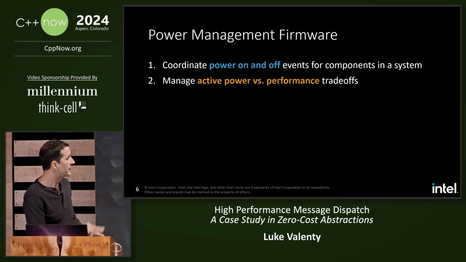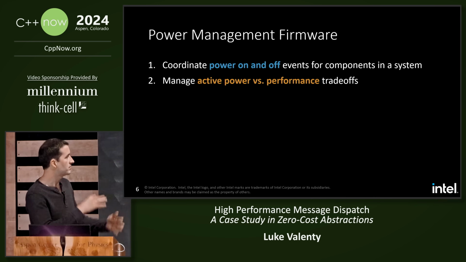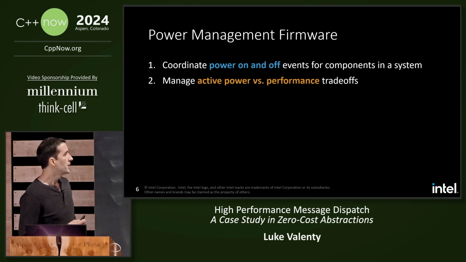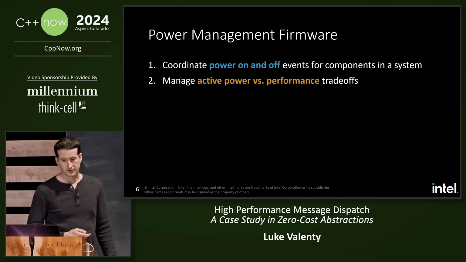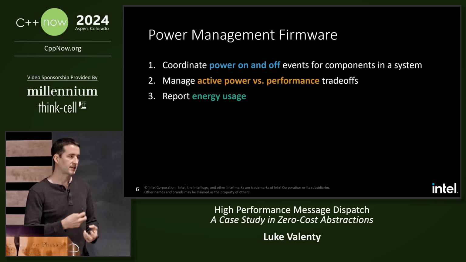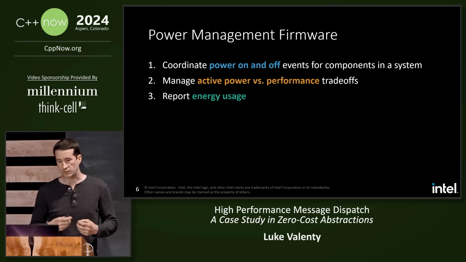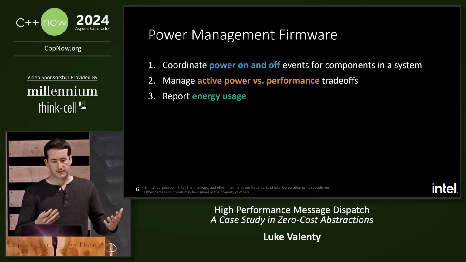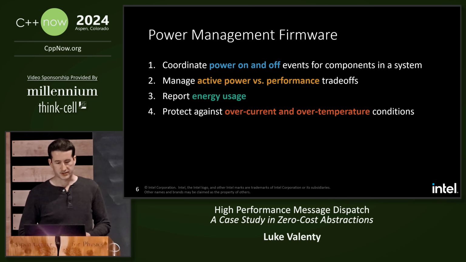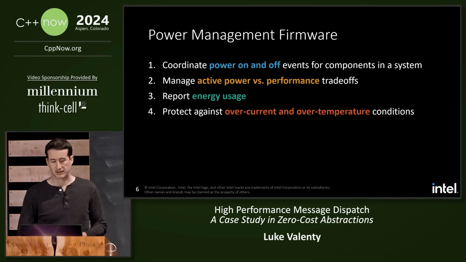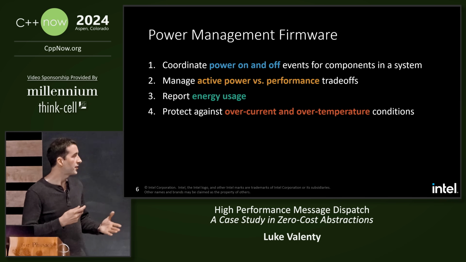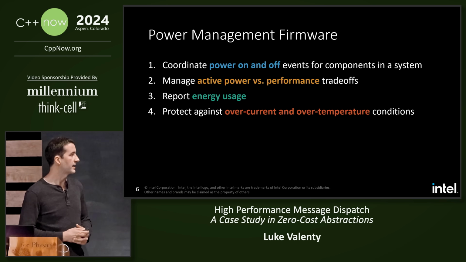But beyond going in and out of the active state versus being asleep versus completely powered off, we manage active power versus performance trade-offs. We report on energy usage, being at some of this core central part of the system. We're in a lot of these flows. We're aware of a lot of power usage, and it makes sense for us to do this. And then finally, we protect against overcurrent and overtemperature conditions, among other random features that we end up getting tasked with.